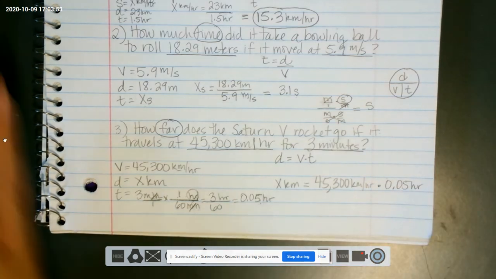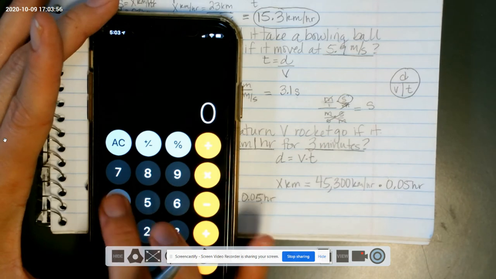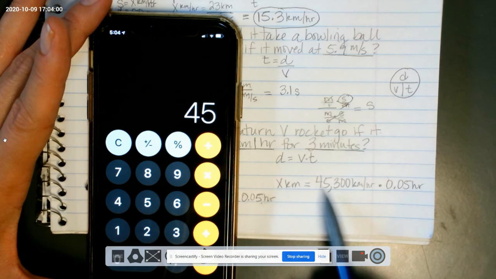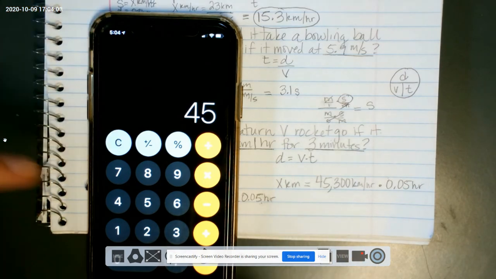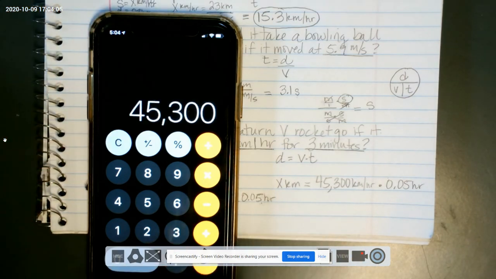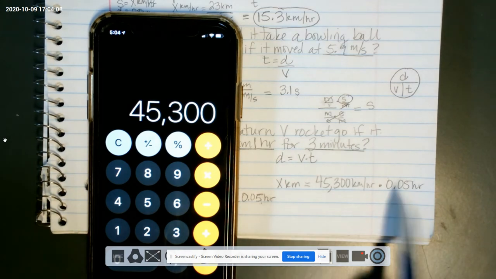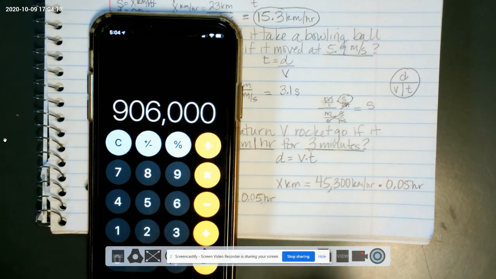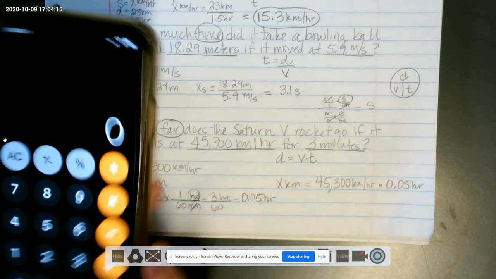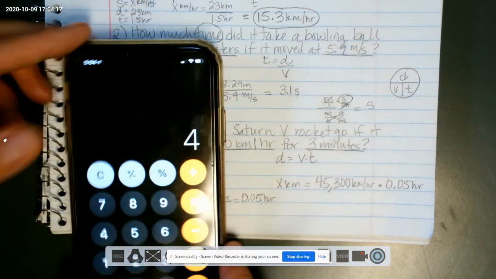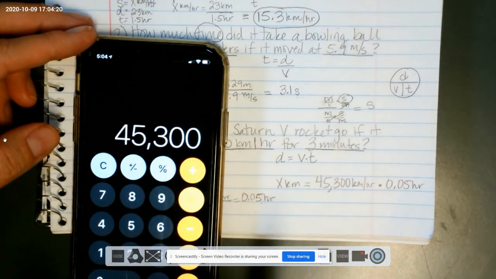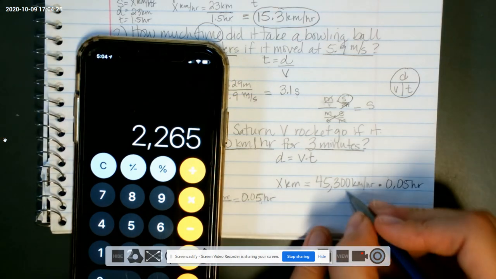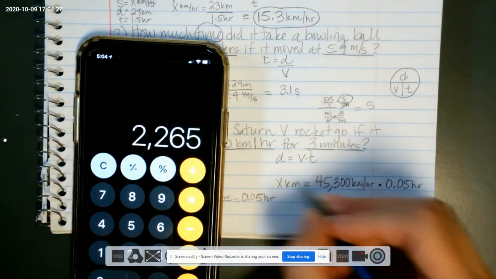And I need to plug that into my calculator. And if you're multiplying a big number by a decimal, you should notice that this number is going to get quite a bit smaller. So a lot of times people think multiplying means it makes it bigger, but if it's a decimal, it actually makes it a smaller number. So 45,300 times 0.05 equals, there we go. I hit divide when I meant multiply. I'll put it down here.